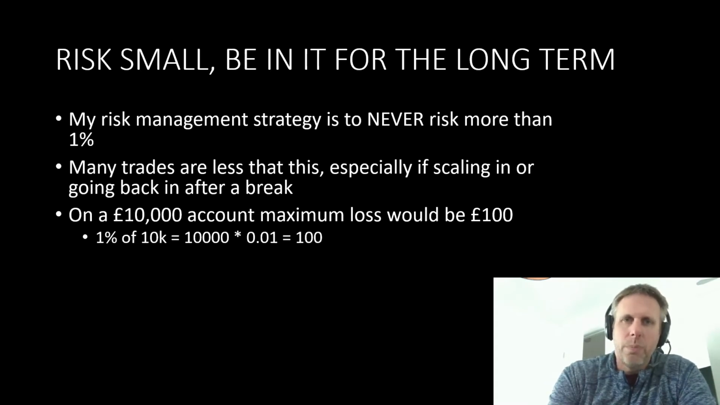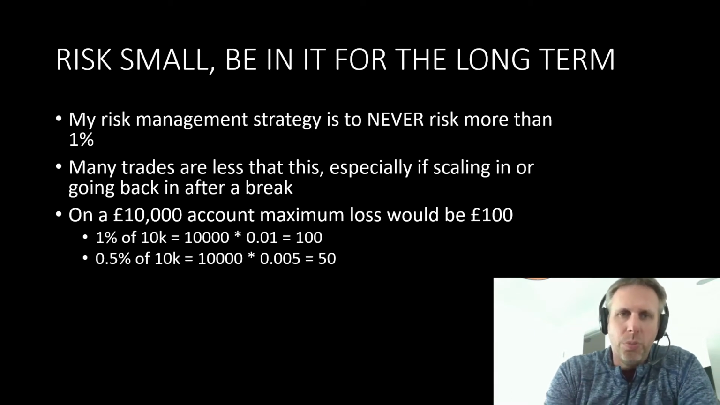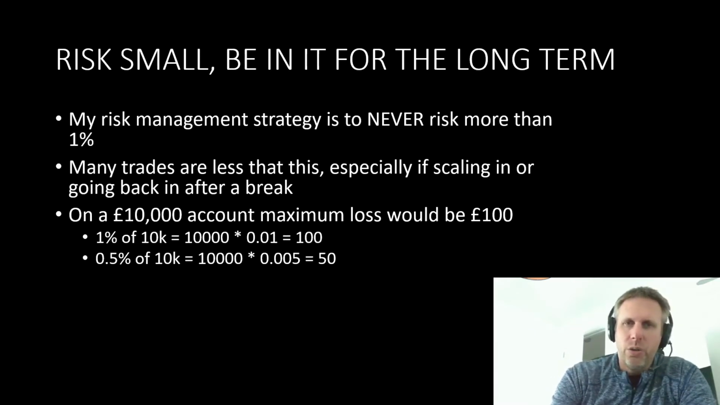So to calculate your 1%, literally times by 0.01, really basic mathematics. And the same applies for 0.5% risk, it's times by 0.005, and therefore that gives you £50 per trade maximum loss.